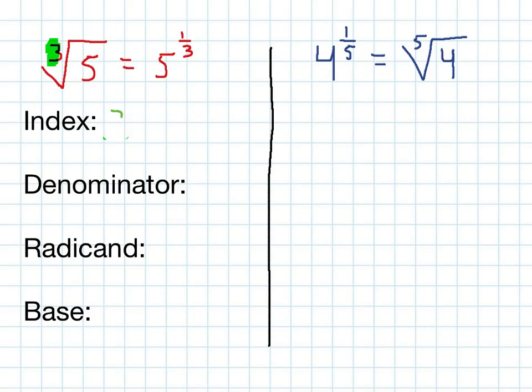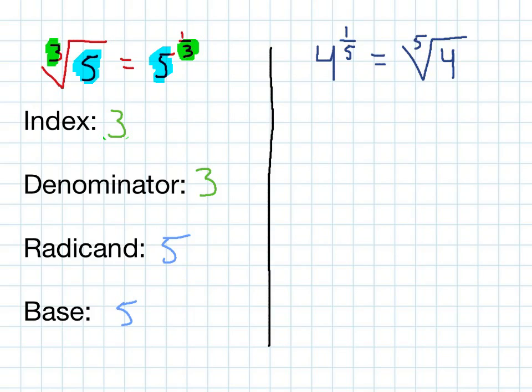Index is a 3. Then I want to look over at the other side at the fraction, and the denominator of our exponent is also a 3. Then I want to look for that radicand, and our radicand is under here at 5. And then what is our base number on the other side? Our base number is a 5.